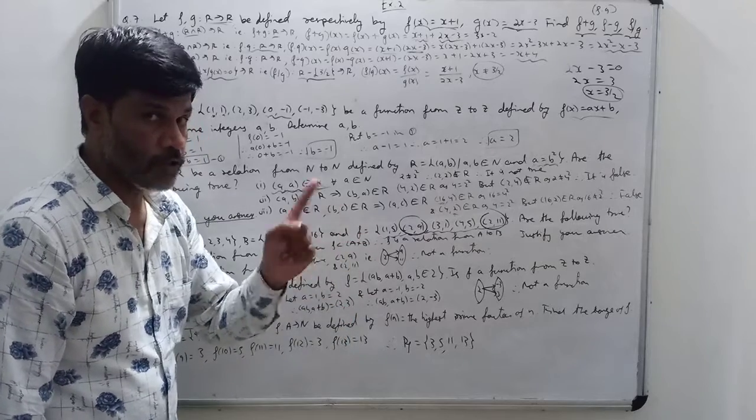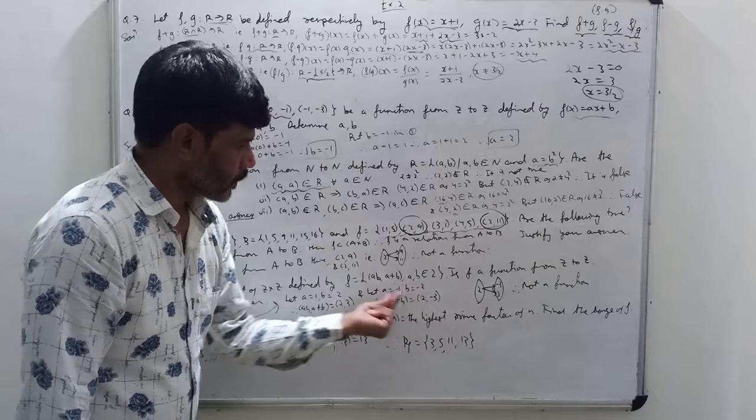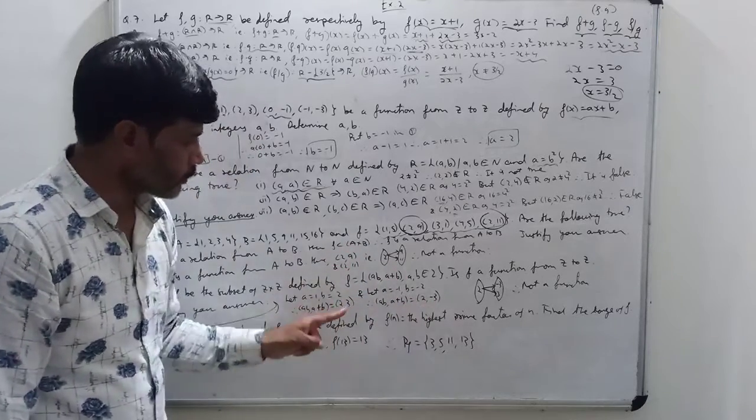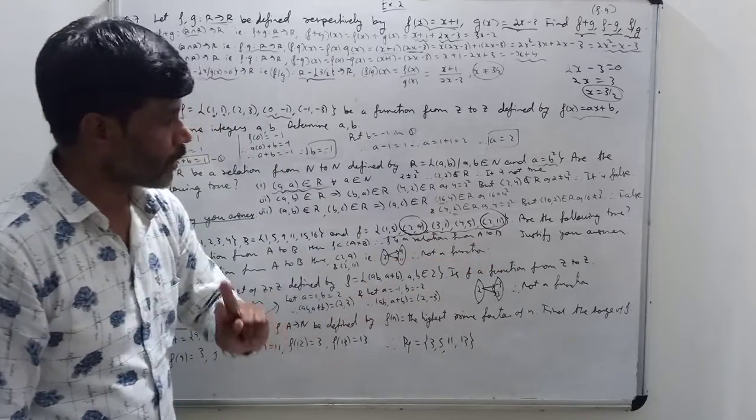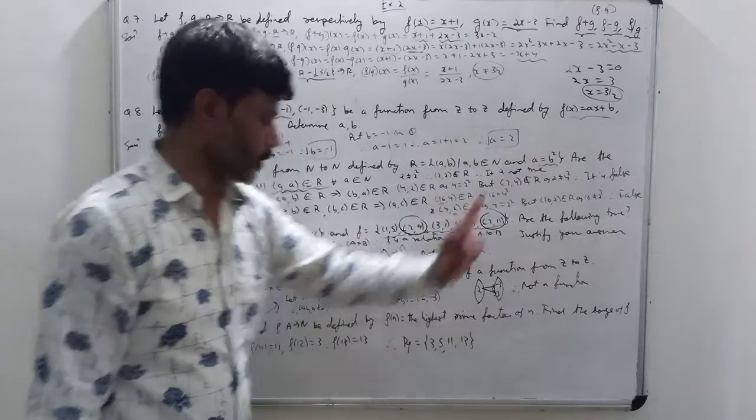Now again I am taking a = -1 and b = -2. So -1 into -2 will be what? 2. And a + b, that is -2 - 1, will be -3. So what are you observing? 2 is associating with 3 also and 2 is associating with -3 also. So therefore again no unique association. Therefore it is not a function.